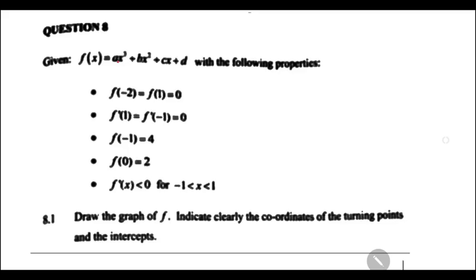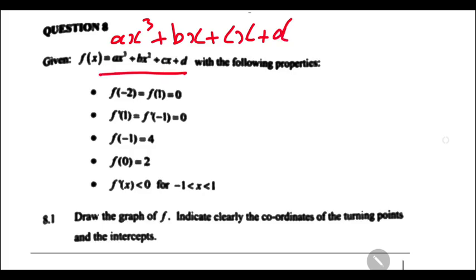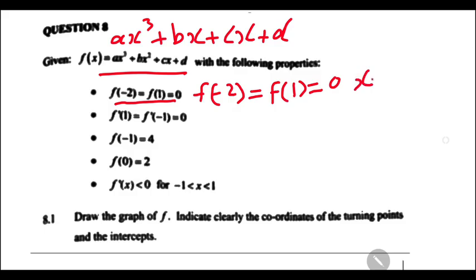And look here, this is ax cube. Must remember, this is ax cube plus bx squared plus cx plus d. So this is the standard equation of f of x. So f of negative 2 is equal to f of 1 and equal to 0. Which means at x equal to negative 2 and at x equal to 1, the y value is 0. So these are the x-intercepts.